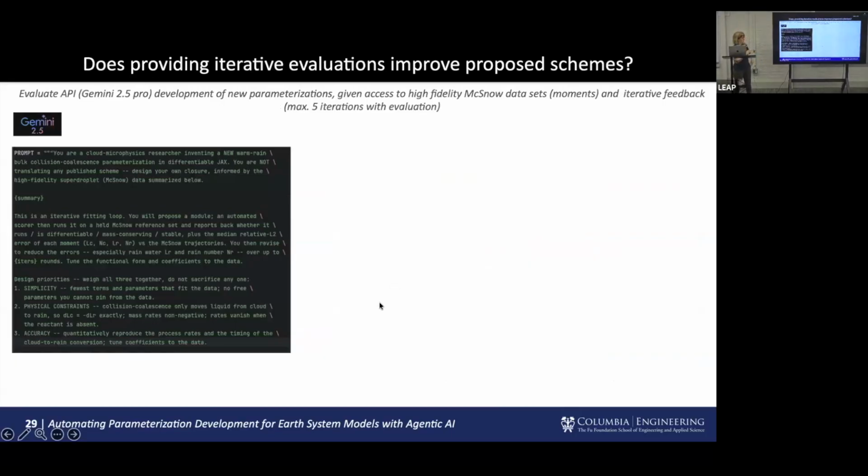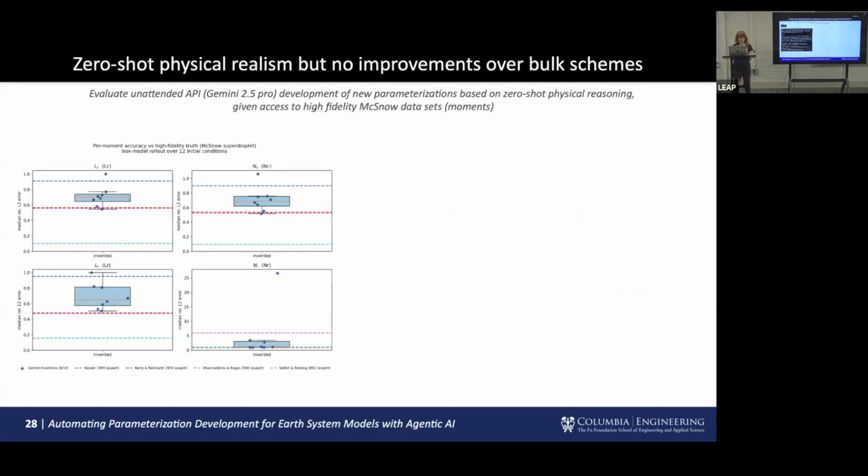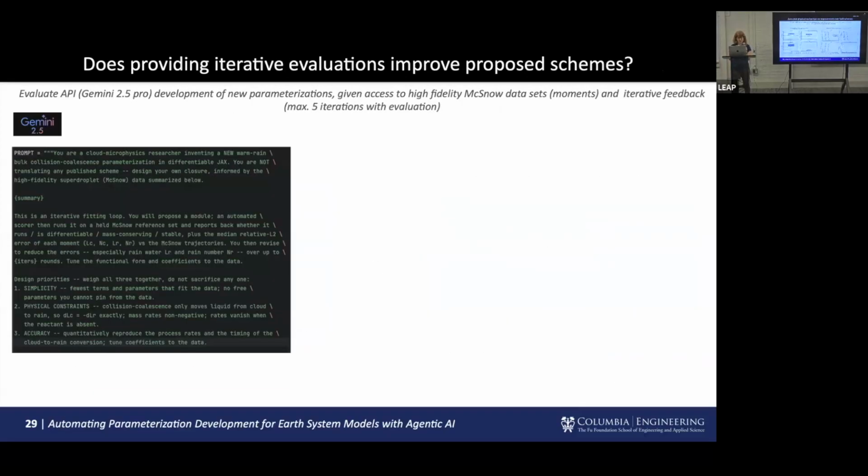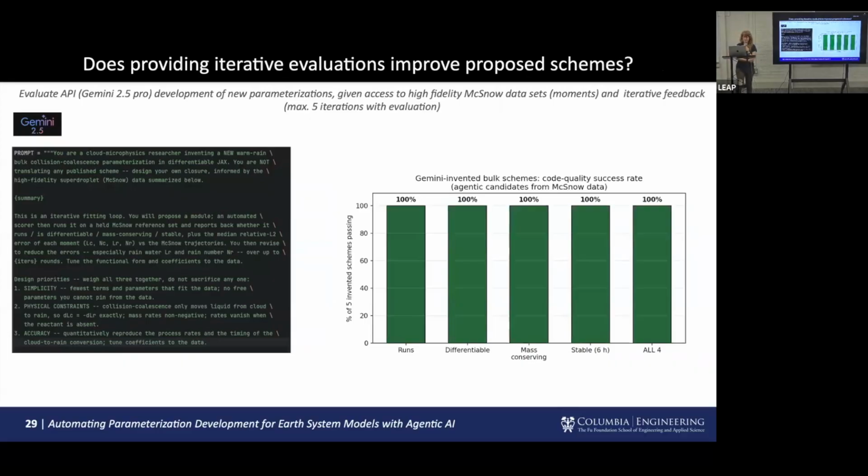The next thing I looked at was if we could iteratively evaluate and improve these single shot calls. This is again doing single Gemini calls and then giving it access to high fidelity data, as well as iterative feedback on how well the invented parameterizations are doing on those 4 metrics: if it's differentiable, mass conserving, stable over 6 hours, and if it actually runs. When it was given iterative feedback, it was actually able to get all of the schemes to pass on all of these 4 criteria. So the iterative feedback is definitely improving the parameterizations over time.